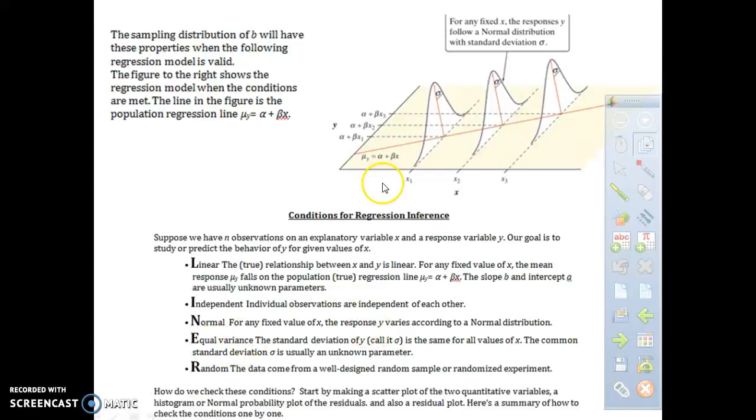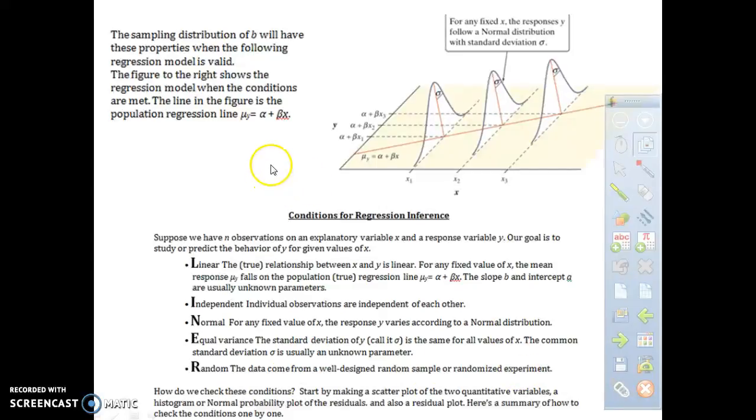Equal variance, and this is what I'm talking about here with the standard deviation. Every single x, you need to have your responses varying in roughly the same amount. So that's why we call it equal variance. And we are going to also do a residual plot for that and analyze that. Random, nothing new. The data come from a well-designed random sample or randomized experiment.